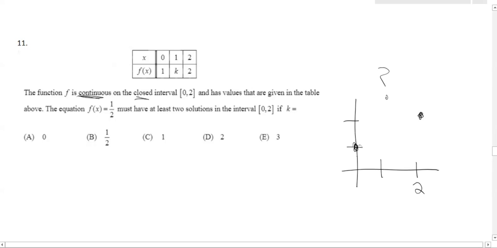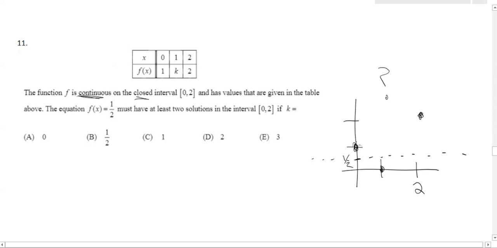Okay, the equation f of x equals 1/2. All right, so the graph has to pass through that at least 2 times. So if the value of k is 0, that means that when x is 1, the y value will be down here at 0.